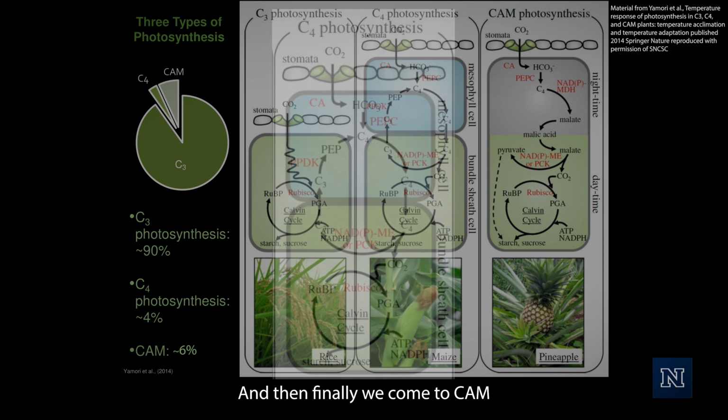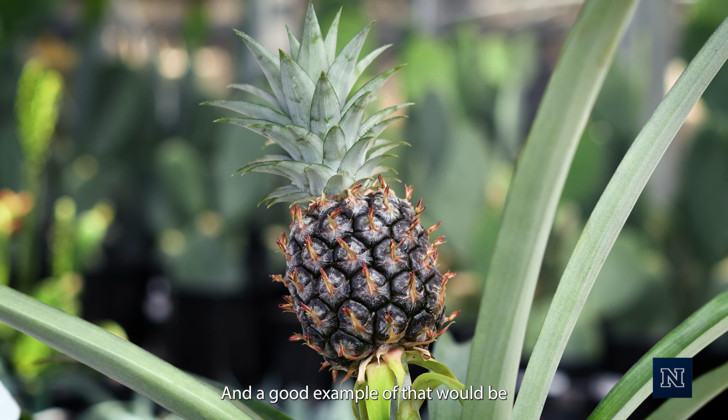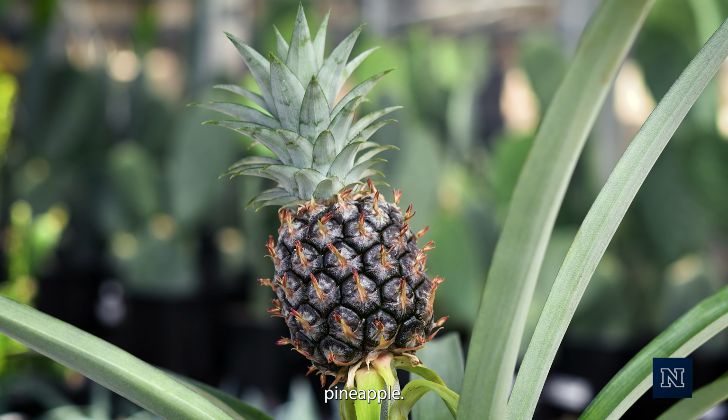And then finally we come to CAM photosynthesis. And this does the same thing as C4 photosynthesis, but instead of using a division of labor between 2 different cell types, plants fix CO2 primarily at night. And they do this with the same enzyme, PEP carboxylase, that C4 plants use. And this is found in about 6 or 7% of all plants. And a good example of that would be pineapple.